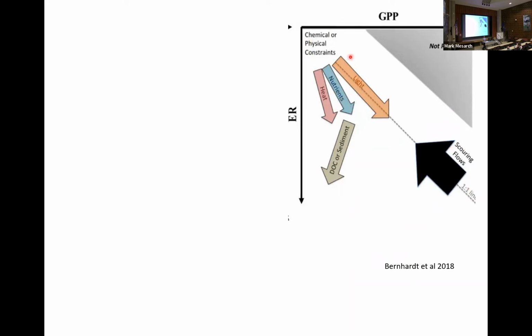You can see that light and scouring flows are kind of the two main ones, with scouring flows knocking back both ecosystem respiration and GPP because they prevent these organisms at the base of the food web from establishing, holding on to anything and doing their job. Light increases GPP as well as autotrophic respiration. Heat and nutrients have somewhat similar effects, although they affect ecosystem respiration slightly more strongly than GPP. And then DOC and sediment increase ecosystem respiration by supplementing carbon, but decrease GPP by minimizing light.